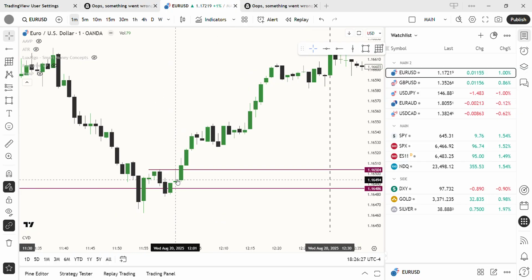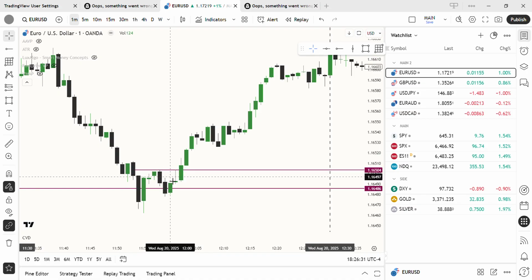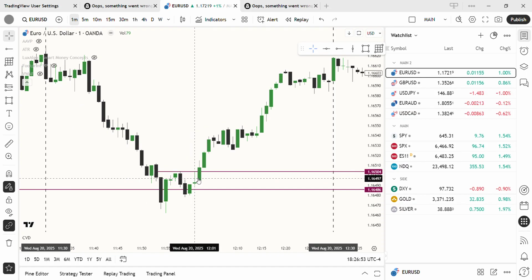I wouldn't consider this a break of structure. It's so close. If this came up and then went down and had some kind of crazy movement in here that we can't see, then I would have taken this trade. But chances are that didn't happen. August 20th, no trade.